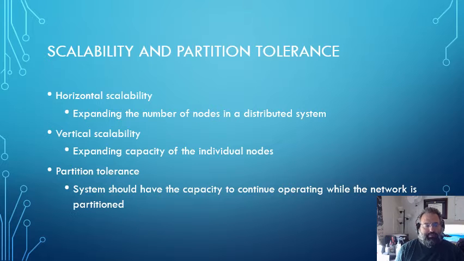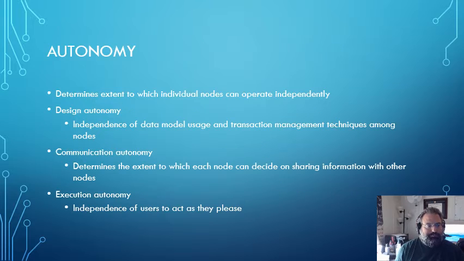Partition tolerance deals with the fact that the system should be able to continue operating while the network is potentially partitioned, meaning that there may be some link within the network that is not necessarily available at a given point. When it becomes available, things should return to a good state. So the system shouldn't go down if one partition, one link essentially within the network goes down.